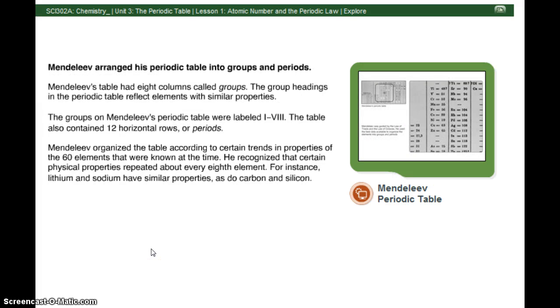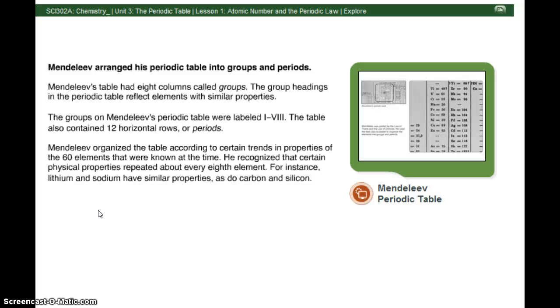Mendeleev arranged his periodic table into groups and periods, or in other words, columns and rows. Mendeleev's table had 8 columns called groups. The group headings in the periodic table reflect elements with similar properties. The groups on Mendeleev's periodic tables were labeled 1 through 8 in Roman numerals. The table also contained 12 horizontal rows or periods. Mendeleev organized the table according to certain trends in properties of the 60 elements that were known at the time.